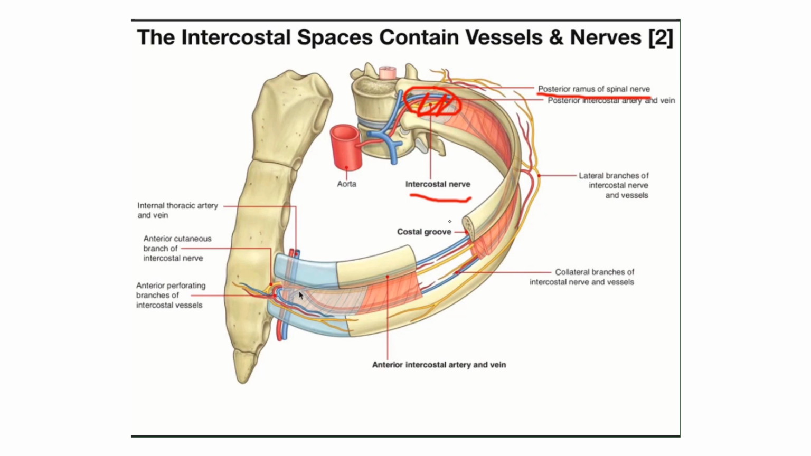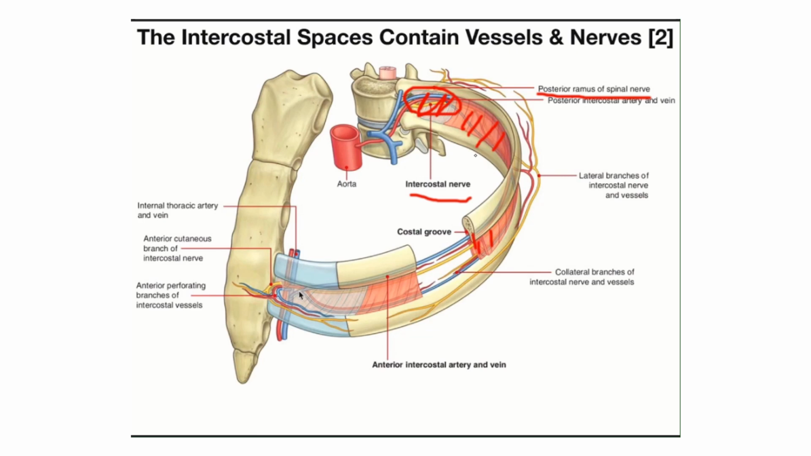So the nerve will be initially present between the pleura and the internal intercostal membrane. Near the angle of the rib, as you can see here, it will pass between the internal intercostal and innermost intercostal muscle. This is the innermost intercostal muscle, and here we have the internal intercostal muscle. As we cannot see the nerve, it is present between these two muscles.